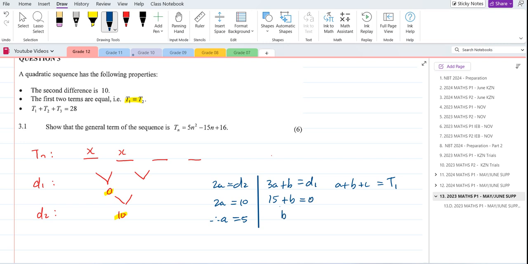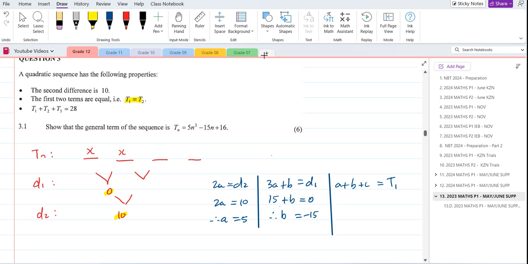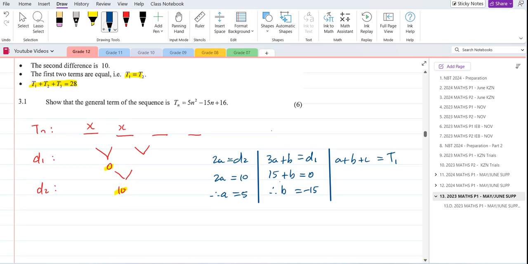Okay, so therefore b is now equal to negative 15n. Right, so I've got a and b, negative 15, no n there, and a plus b plus c is equal to term 1. Now we should be using term 1 plus term 2 plus term 3 is equal to 28. But we already have a and b, so we can use this formula.